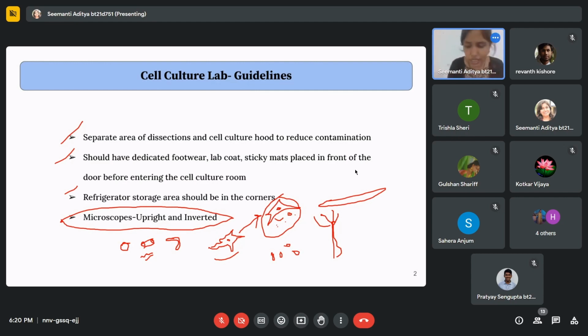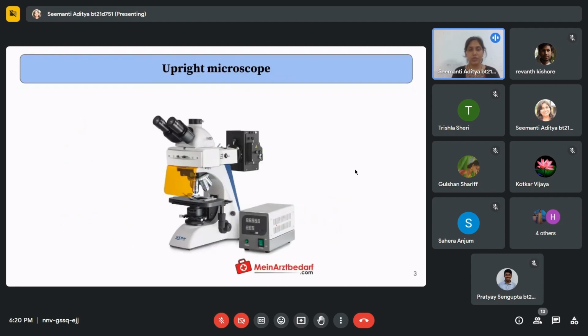So depending upon whatever your requirement is, we can use different levels of microscope objectives to observe not just contamination. Contamination is just one of the side things which we should avoid, but for real experiments we need to use higher magnification objectives for seeing mitochondria, for seeing ER, etc. So microscopes, these are upright microscope and inverted microscope.